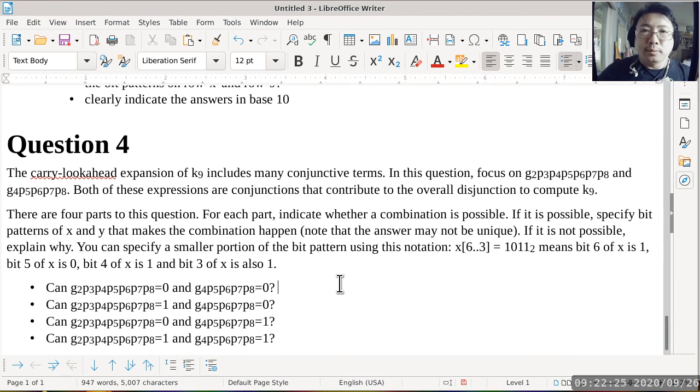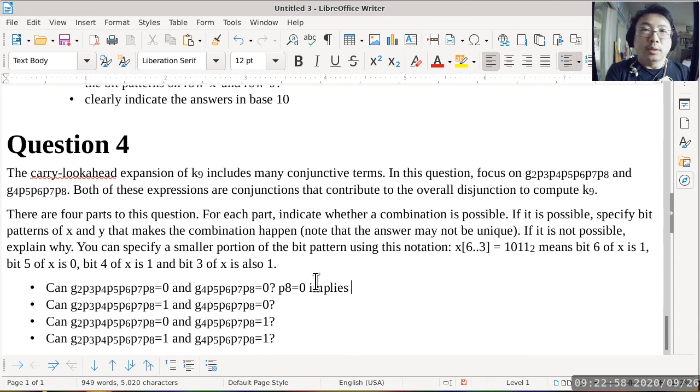So in order for both of these conjunctions to be 0 is rather easy, because we just need to have one of them being a 0. In this case, if we guarantee that P8 is a 0, then both of them would be 0. That's the answer. So we can say P8 equals 0 implies, and this is carry look ahead, that the disjunction or the OR between X and Y for bit 8 is a 0.